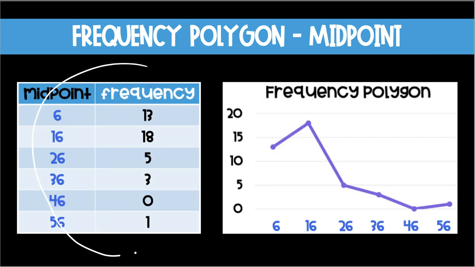Using those midpoints and the frequency, we're going to have this frequency polygon. We just plot those midpoint frequencies, and then we connect them with a line. This is how you construct a frequency polygon.